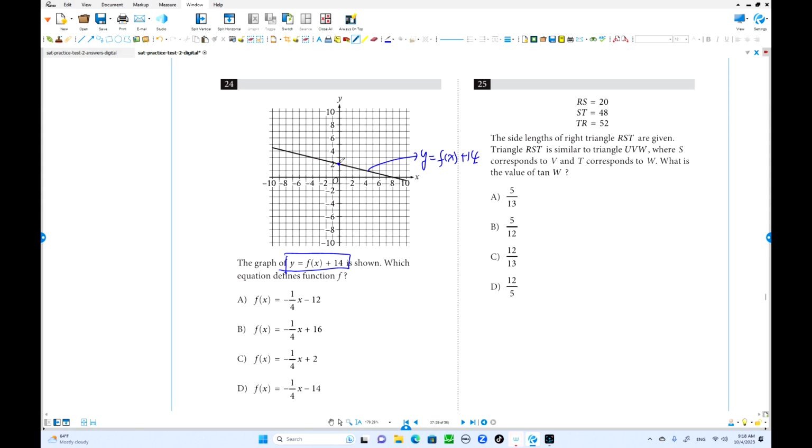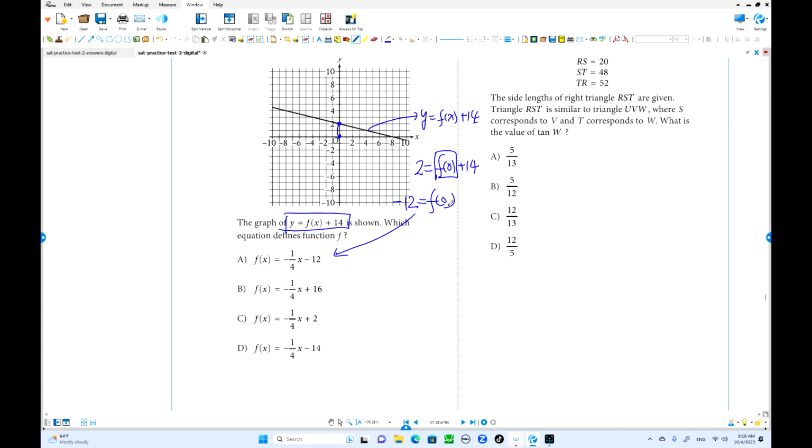So we can choose the point. When x equals 0, y is 2. Y equals 2 when x equals 0, plus 14. So actually, this value is how much? F of 0 equals 2 minus 14, which is minus 12, right? But this is the graph over here. So which one has, when x equals 0, y is negative 12? That is the y-intercept, okay? Only this is negative 12, okay? Choice A is the answer.